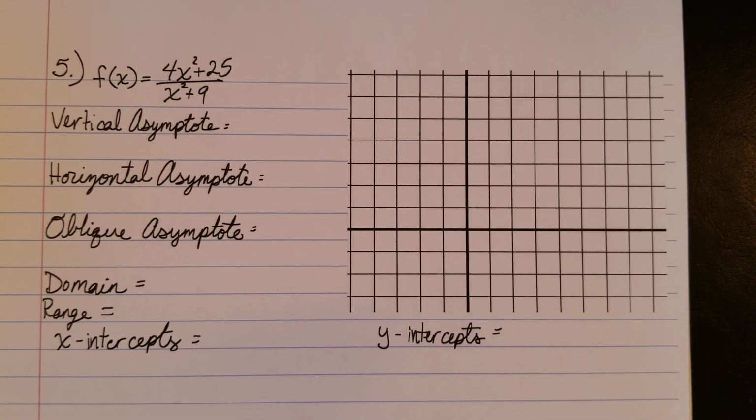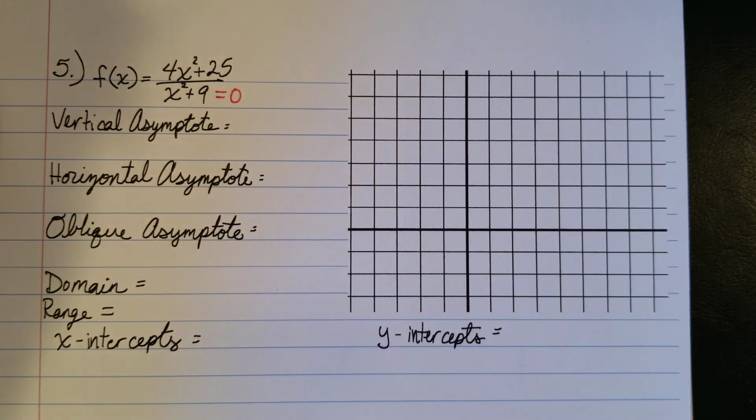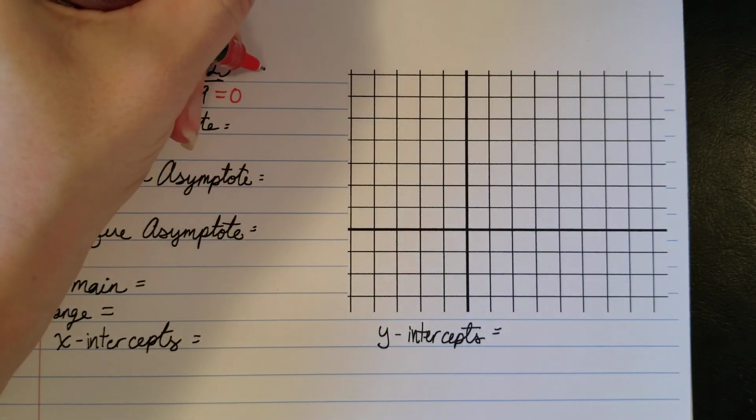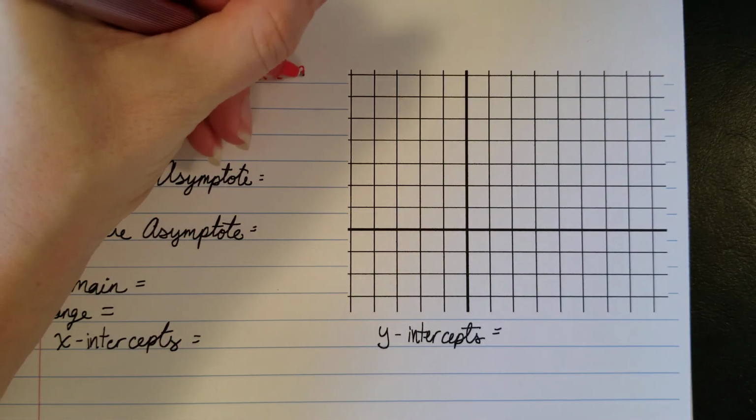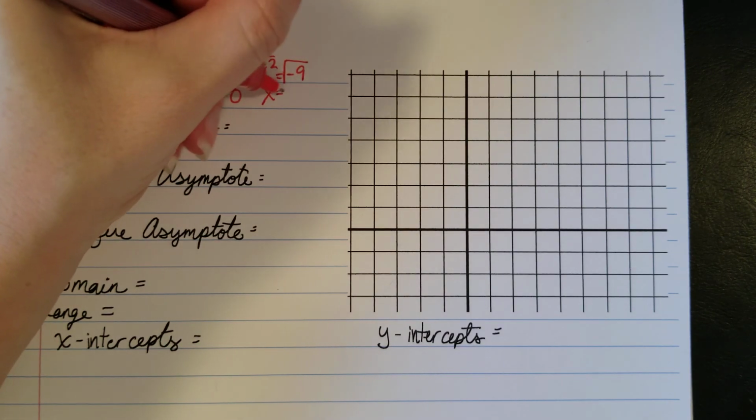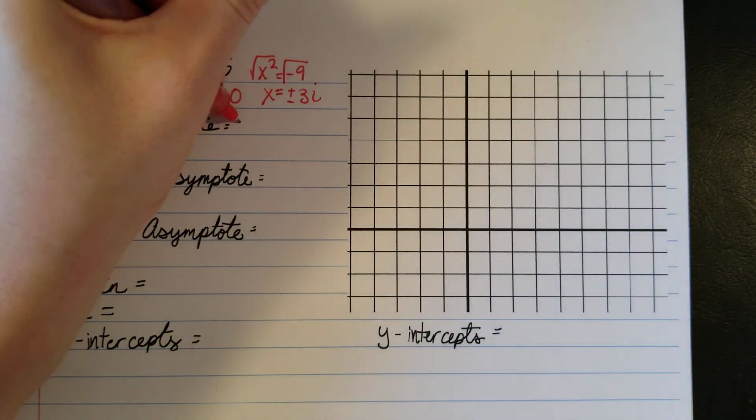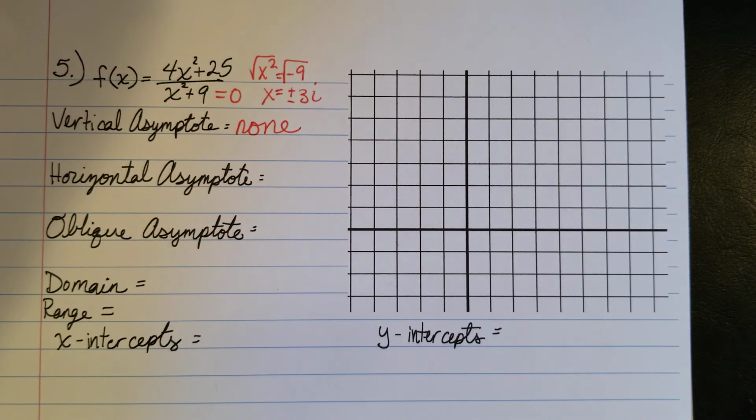Alright, number 5. So we would set the denominator to 0 for the vertical asymptote. However, that's not going to have a real solution. If you subtract 9 from both sides, you're going to have x squared equals negative 9. Take the square root of both sides. It would give you x equals plus or minus 3i, which is not real. So in this case, there's actually no vertical asymptote.